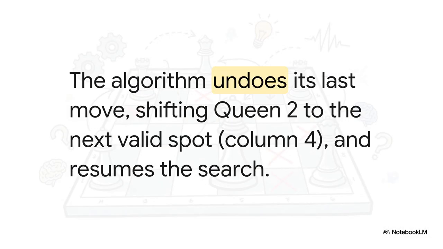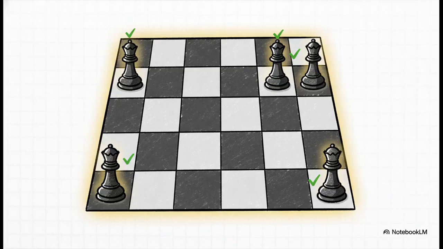So it just undoes that last move. It picks queen 2 up from column 3 and says, okay, let's try the next valid spot in this row, and that spot is column 4. From this new board state, the search for queen 3's position starts all over again. And the algorithm just keeps doing this little dance. Place a queen, check for conflicts, hit a dead end, backtrack, try the next spot. It does this over and over until finally, bam, it lands on a valid solution. For the 4 queens problem, one of those solutions is putting the queens in columns 2, 4, 1, and 3.